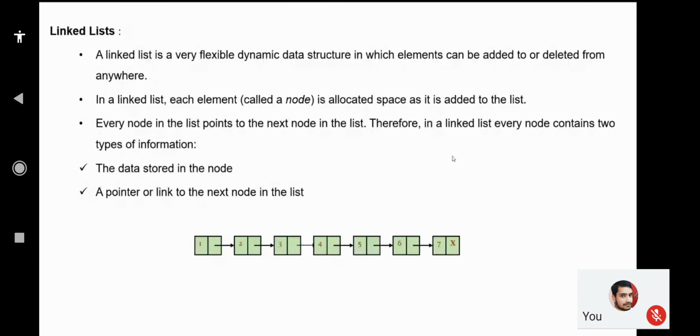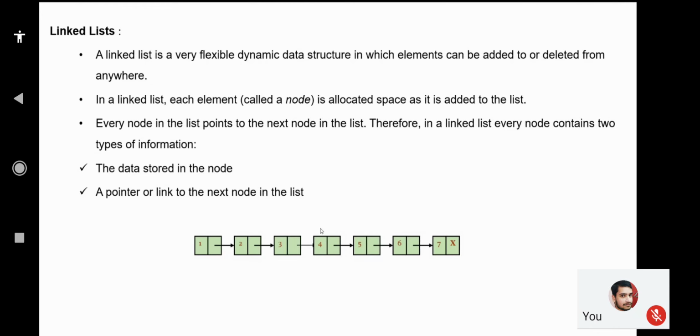Now, there are so many advantages of linked list over array that I will discuss. But what will be the disadvantage of a linked list? Can anybody tell me? Sir, data is scattered in different memory locations. So what? The sequence has come logically.